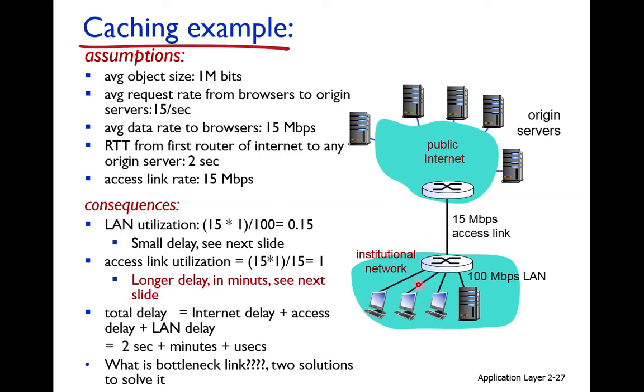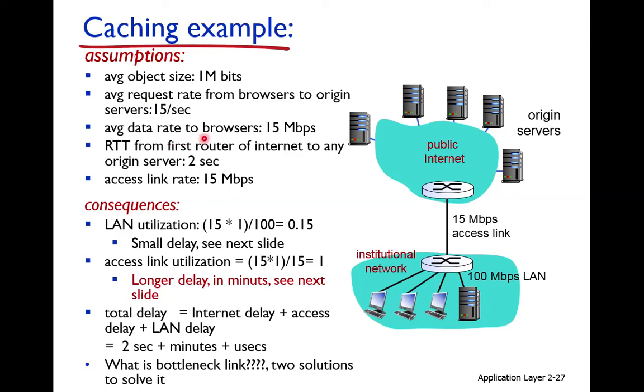Suppose that the user is accessing objects, and each object is 1 megabit. Suppose from this university there are 15 object requests per second. So 15 requests from this university to the servers for objects, 15 requests in 1 second.